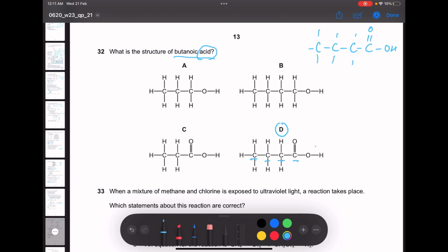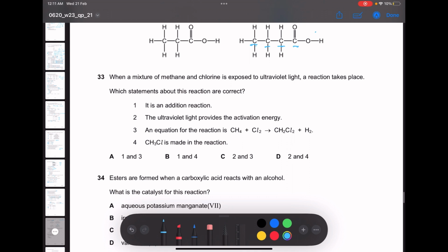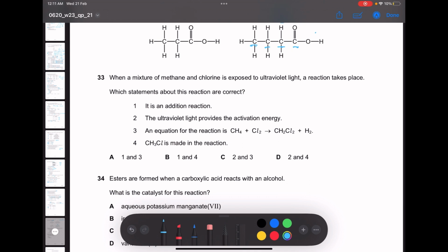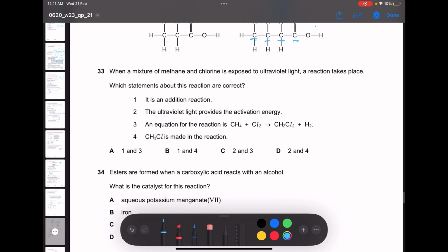33. When a mixture of methane and chlorine is exposed to ultraviolet light, a reaction takes place. Which statements about this reaction are correct? So it's an addition reaction, it is not. It is actually a free radical substitution reaction.